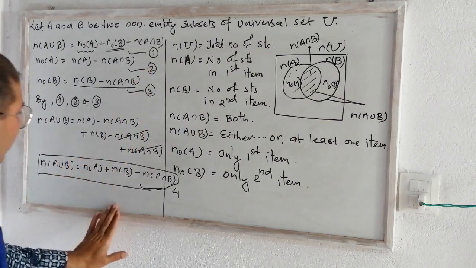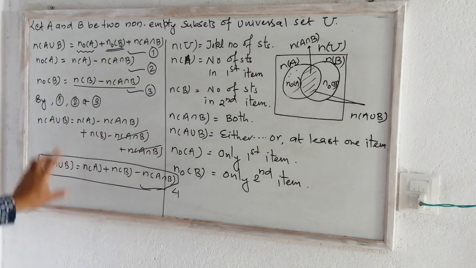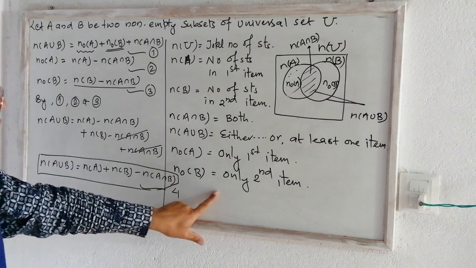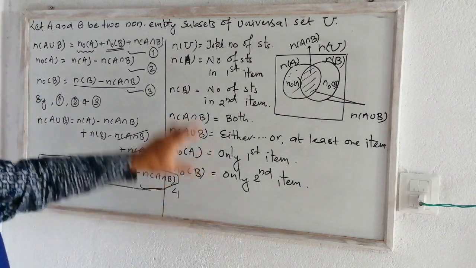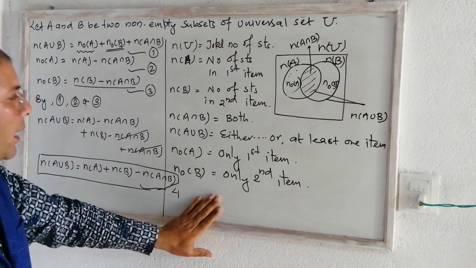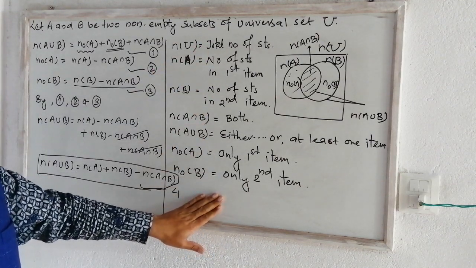Now this is the derivation of n of A union B, and all these set notations are important for solving Venn diagram and set questions. Okay, thank you.